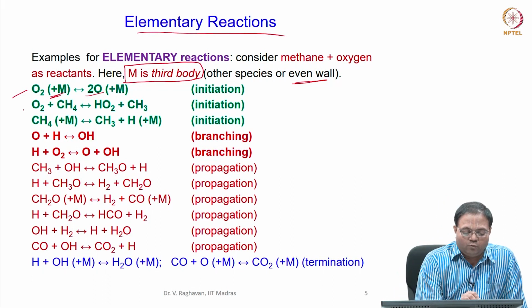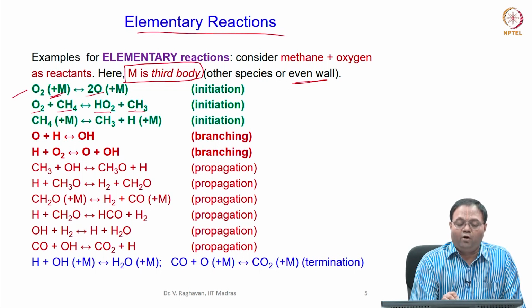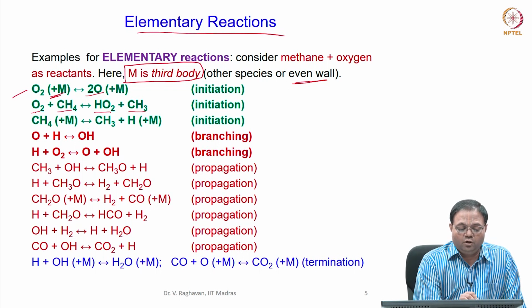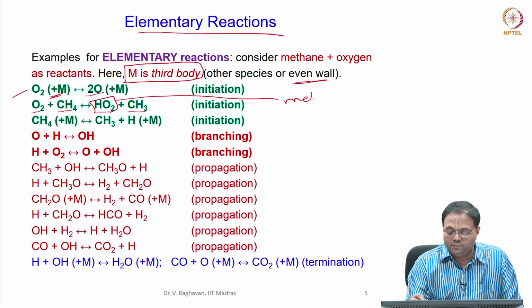Now you can see that O2 with CH4, the reactants basically, can form HO2 and CH3. So one of the methane H atoms is now disintegrated and CH3 is formed, and that H reacts with O2 to form HO2. This HO2 is the metastable species I am talking about. This is a metastable species.